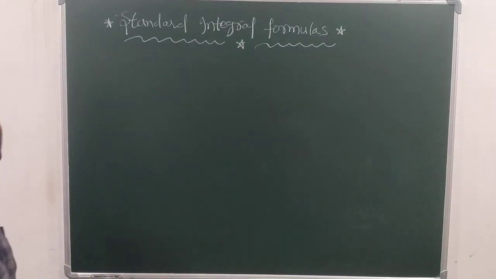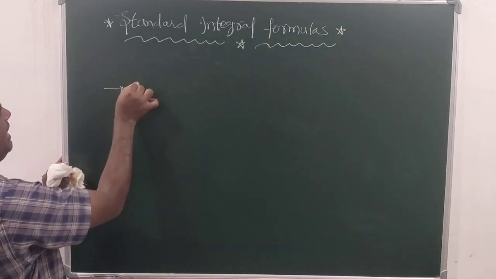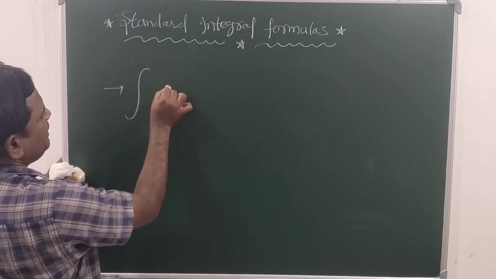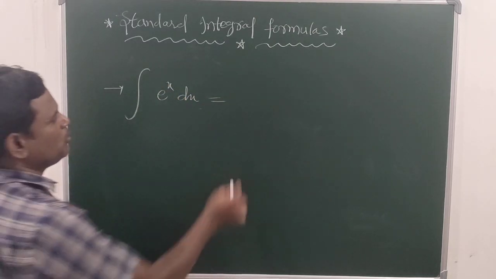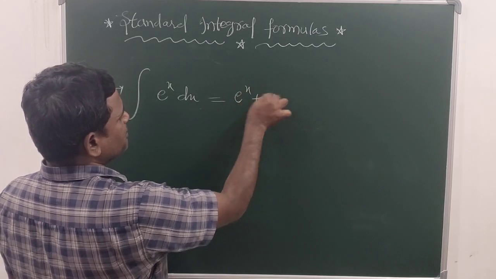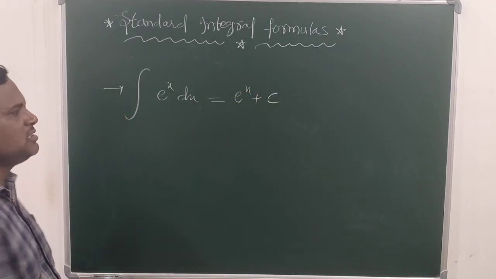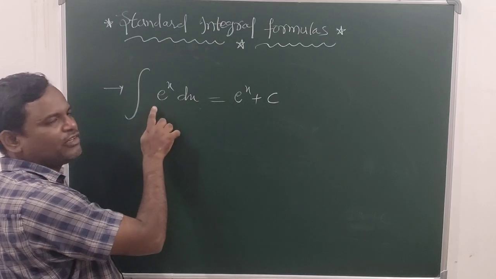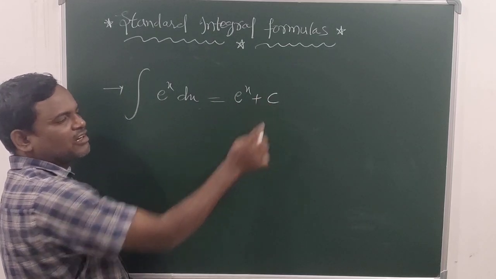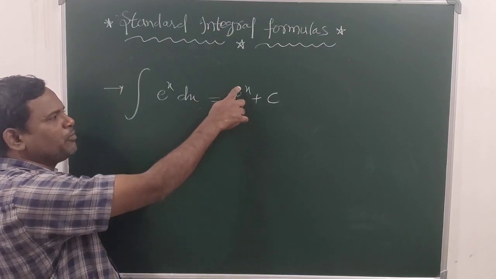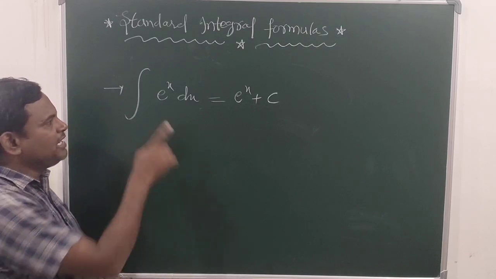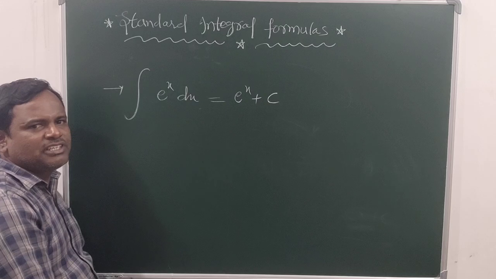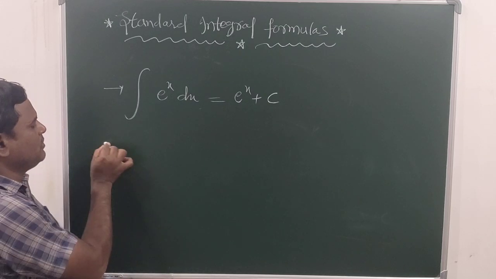See, the integral of e power x dx. Its integral will be e power x plus c. Because if you take the derivative, again you will get this. Check it. The derivative of a constant becomes 0, and the derivative of e power x is e power x only. Hence, the integral of this function will be e power x plus c.